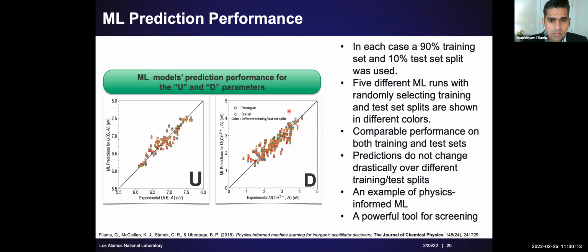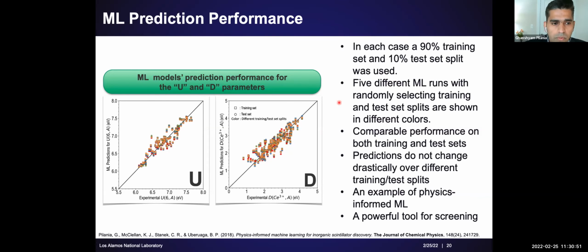And so with these models, then we compare performance. In these parity plots, the x-axis is the experimentally measured U and D parameters. The y-axis is our machine learning predictions on training and test sets. In each case, shown here are 5 different machine learning runs with randomly selected training and test set splits, with different colors. In each case, we use 90% of the data as training data and 10% as test set.